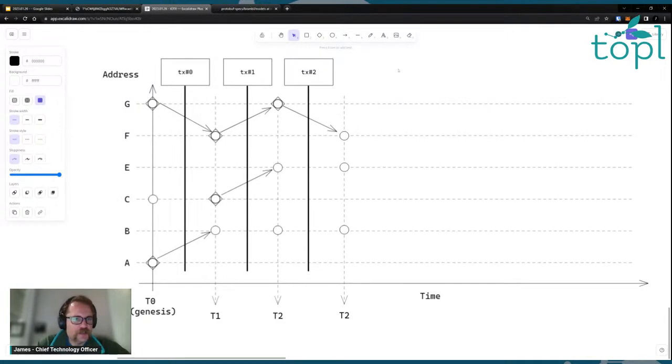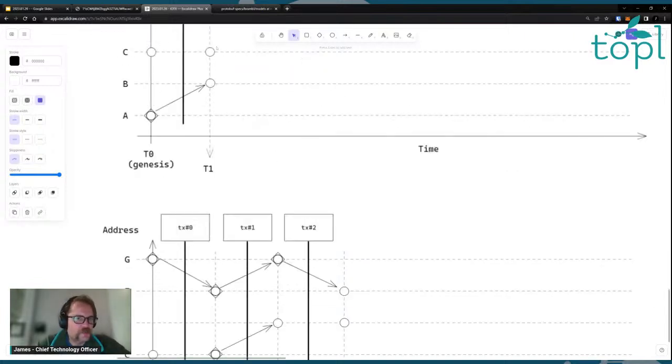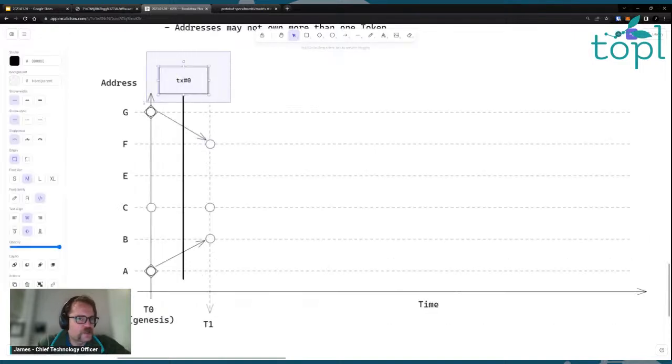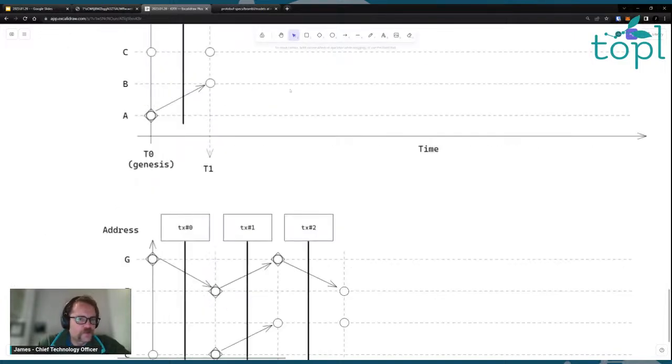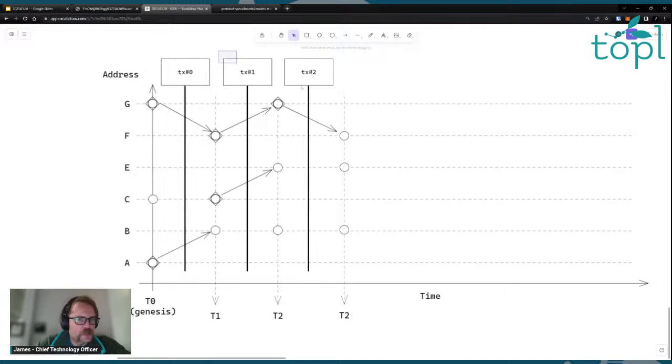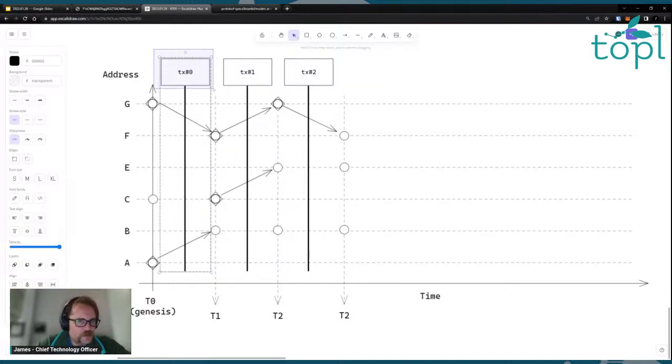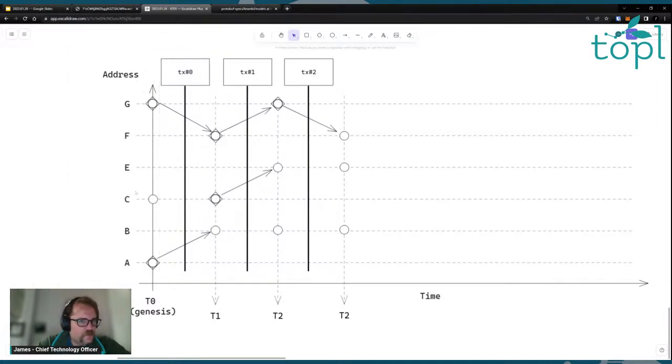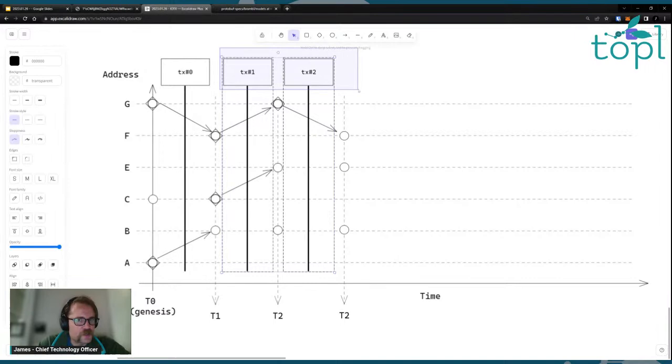This is where the iPad would have helped, because I was hoping to keep drawing on this. But I took a couple more steps this time. Here I'd only done one transaction, but now I'm showing a couple of transactions. We still have the original transaction 0 that spent G and sent to F and took A and sent to B. But now we have transaction 1 and transaction 2.